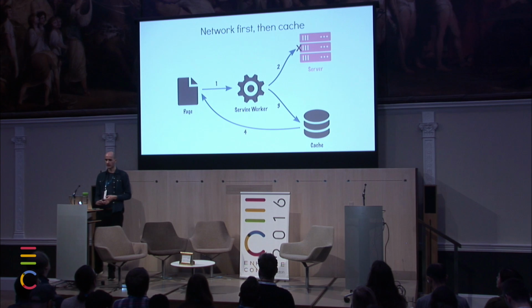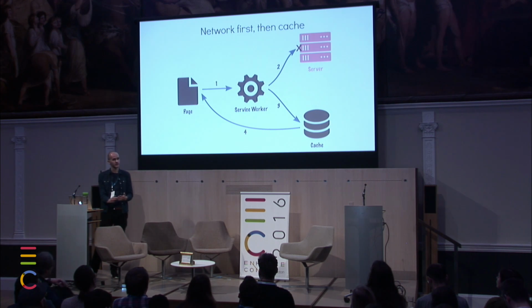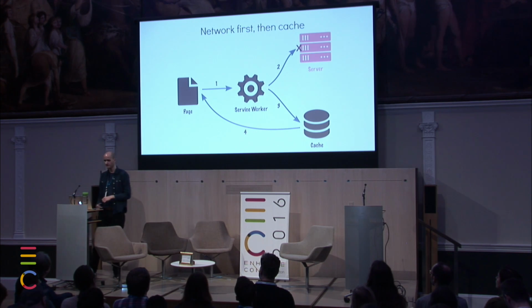What we would like to do is, for HTML, we want to go to the server first because HTML is dynamic content. We can't just go straight to the cache. We always need to check if there's a new version. But if there isn't, we want to go to the cache instead. This is commonly known as network first and then cache. In our case, we want to fall back to the offline page. So if we can't make the network request, there's an error, then we'll serve the offline page instead from the cache.